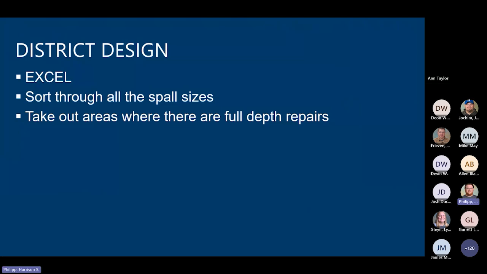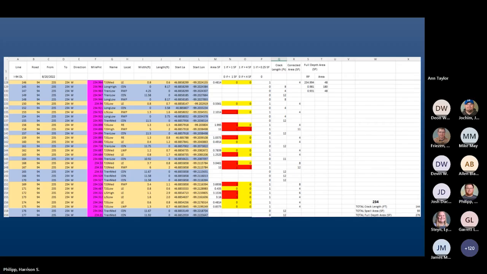I guess one of the first steps you want to do is take out the full depth concrete replacement locations that you did in the field. Here's an example of my Excel spreadsheet I had. This shows 1 mile of data only for just 1 lane. The tan or yellow orange color is the spalls, and then the blue is the cracks.